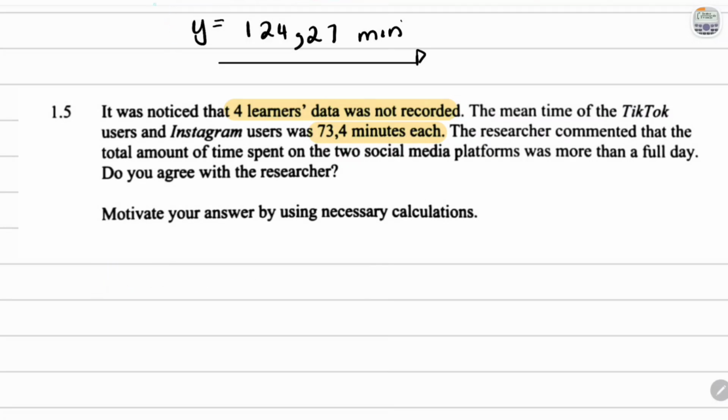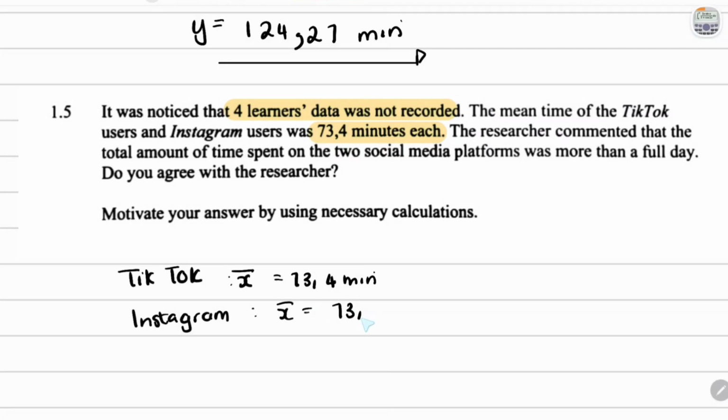Okay, so we have to keep that in mind. For TikTok, the mean was 73.4, right, minutes. But for Instagram as well, for Instagram, it was also 73.4 minutes as well. So that's what we have. This is when the 4 learners have been included as well.